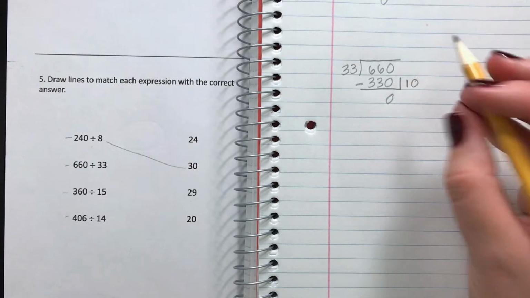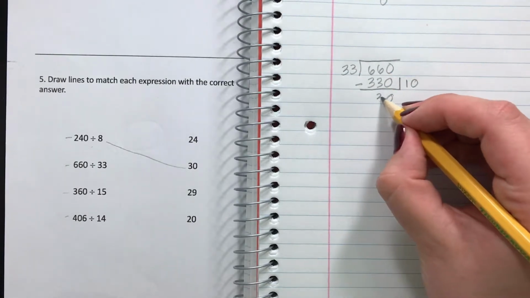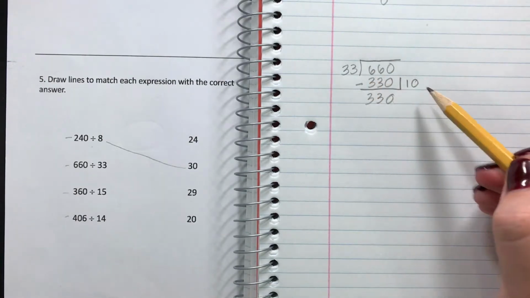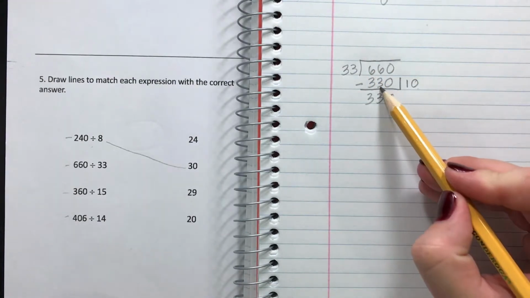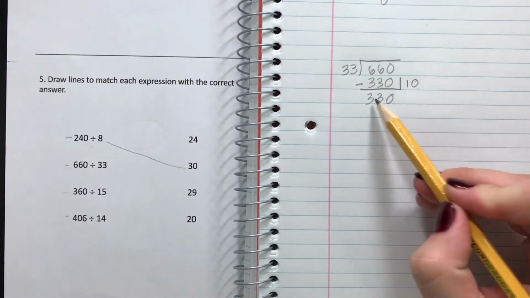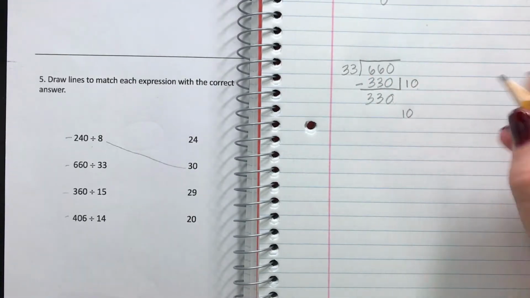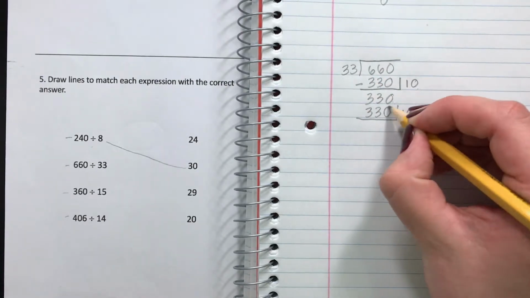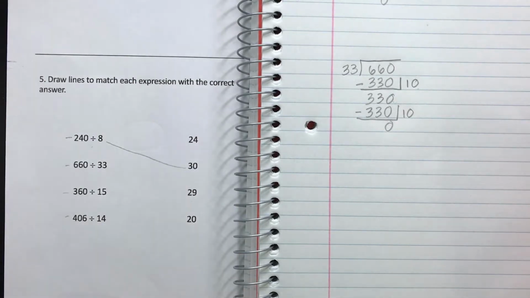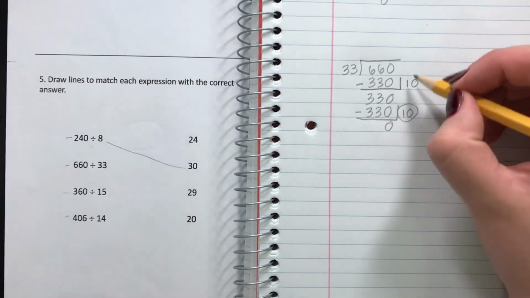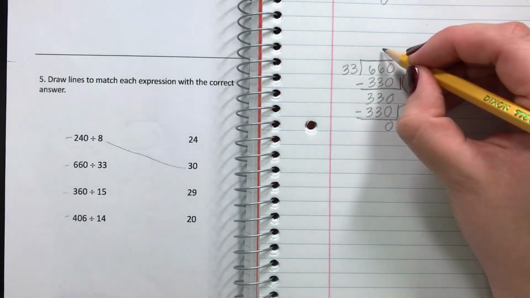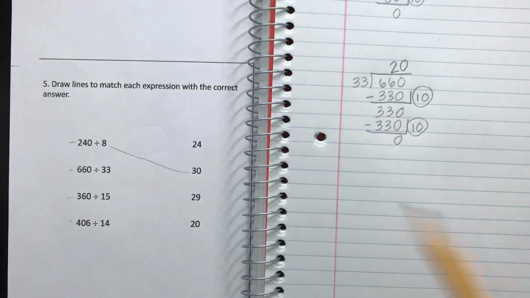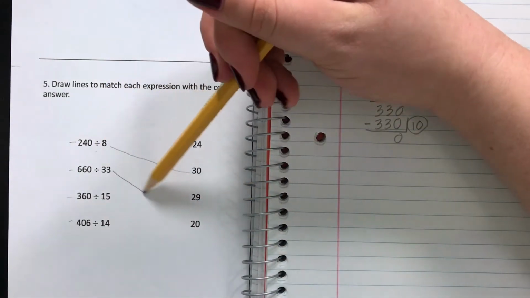Subtract them. I get 0. 6 minus 3 is 3. 6 minus 3 is 3. So I have 330. I just did 33 times 10 and got 330. So I know if I do 10 again, I will get the same answer. So I'm going to do 10 down here again. 33 times 10 is 330. I'm going to subtract and I end up with 0. So I'm going to circle my outside numbers. 10 plus 10 is 20. So 660 divided by 33 is 20. So I'm going to draw my line there.